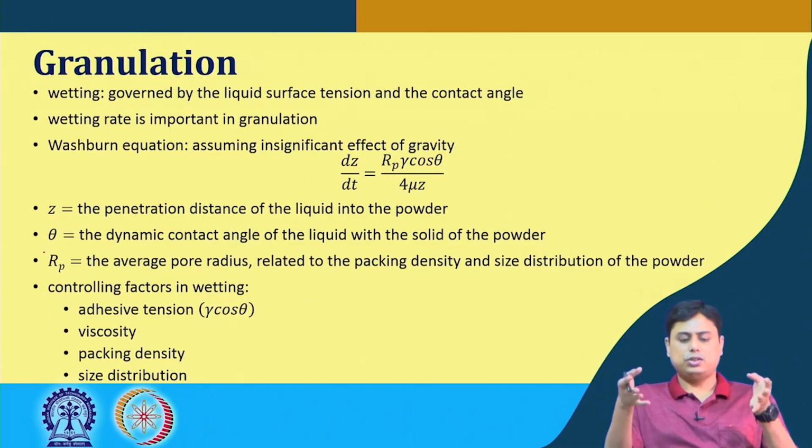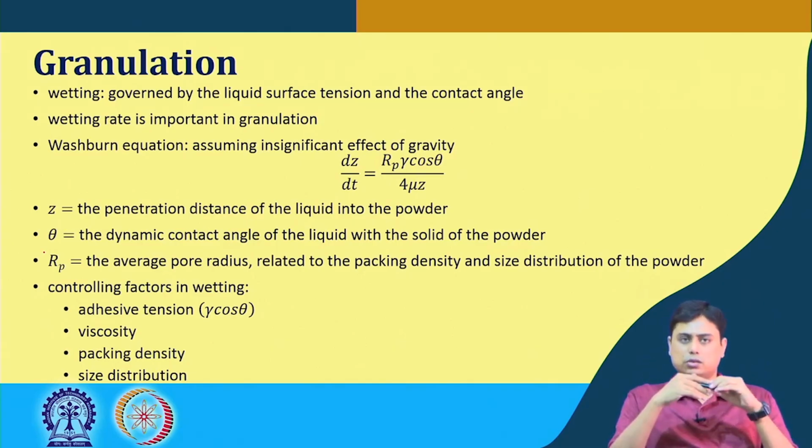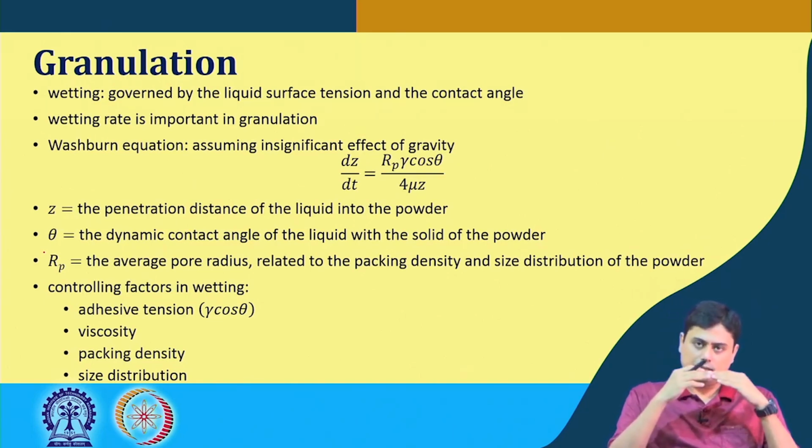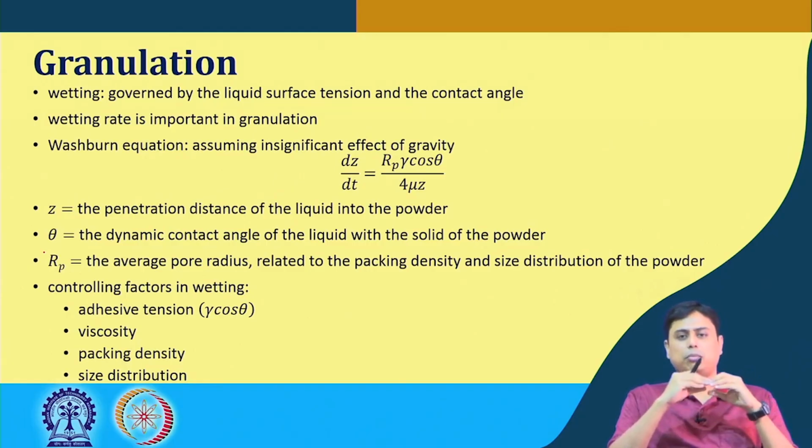And a measure of such assessment has been done by Washburn, and the Washburn equation says that, assuming insignificant effect of gravity in that bed of small particles, there is a penetration rate. The droplet, as I mentioned earlier, drops on the surface and has to penetrate that depth of the small particles in order to fill in the pores of the interparticle gap.